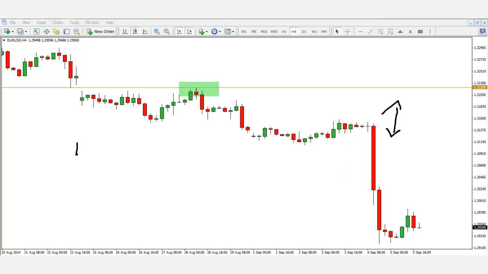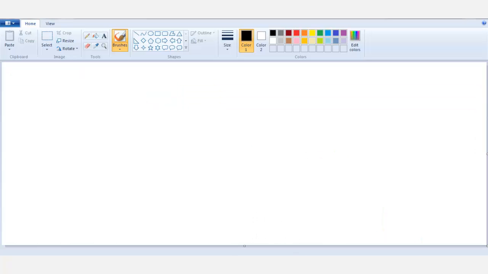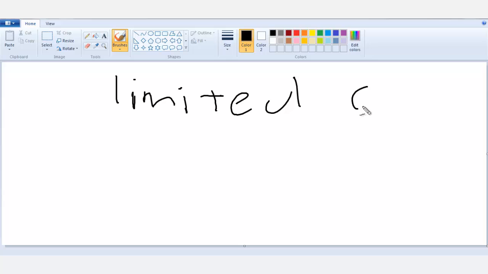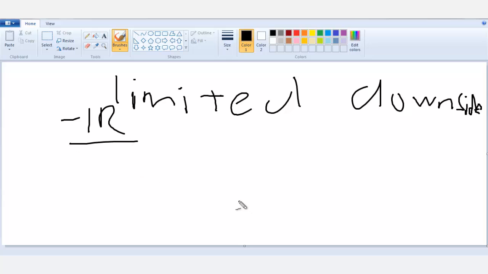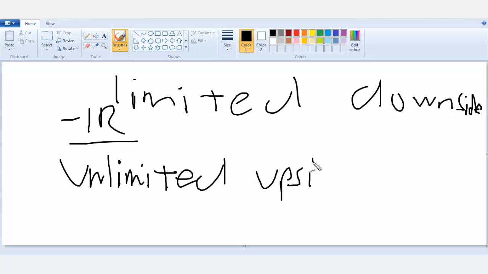So basically, to summarize trend trading, what's it all about? In trend trading, you have a limited downside. This is defined by your stop loss, alright? So usually losses that you incur should be no more than negative 1R. And the beauty of it is that you have unlimited upside. And why is that?